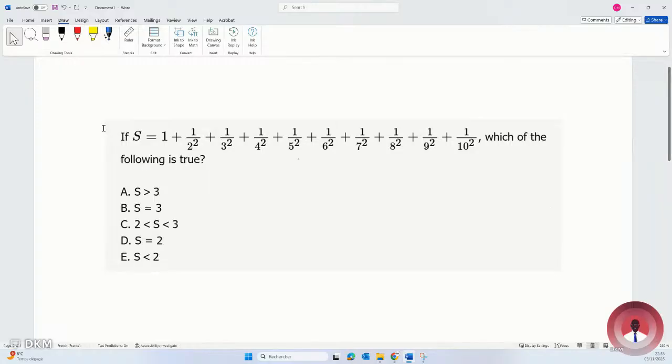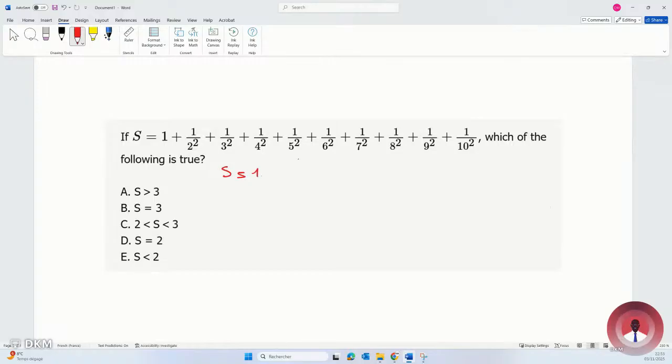So it gives us this equation, and it says which of the following is true. So we need to find this answer. If we try to solve each fraction here, we are going to waste a lot of time. But we can just have a look at maybe the first four here.